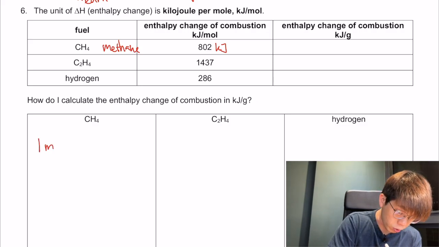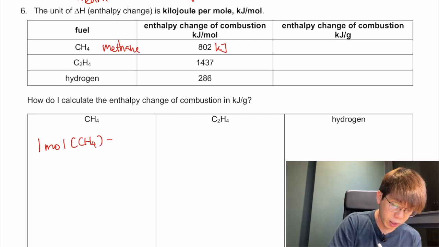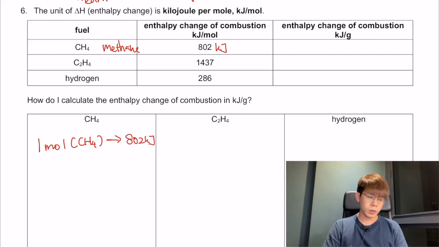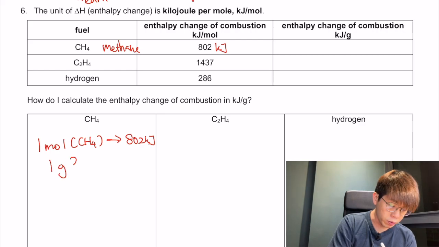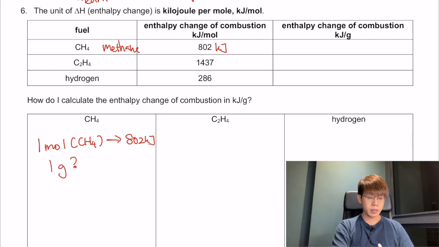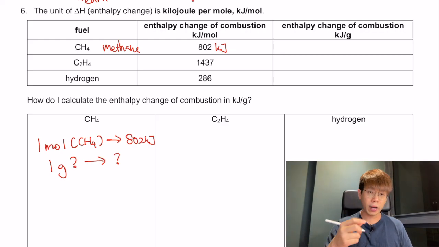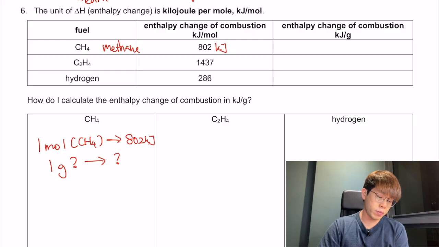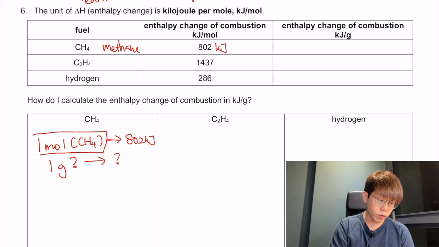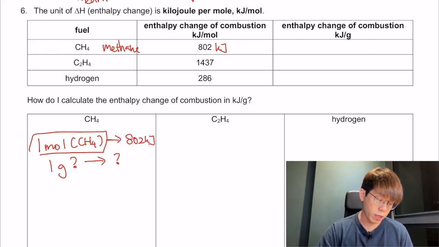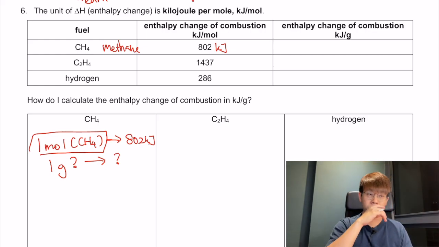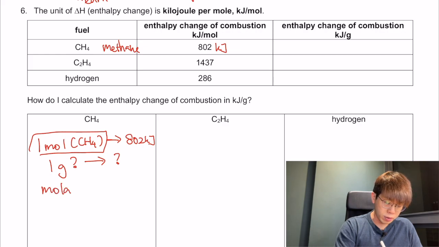If I burn 1 mole of CH4, you can write this together with me, I would produce 802 kilojoules. So what happens if I burn 1 gram? What do I get? That is the question. So we must first find the ratio. How many grams is actually 1 mole of CH4? Okay, so therefore this is back into what we call molar mass.